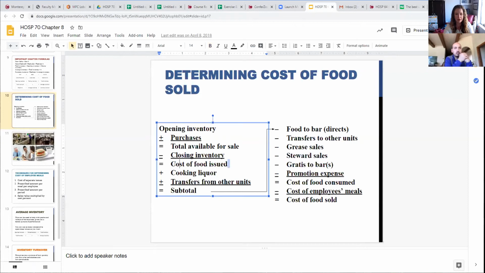This number right here. Whoa, hold on. Now I'm messing this up. Okay, here we go. Cost of food issued.